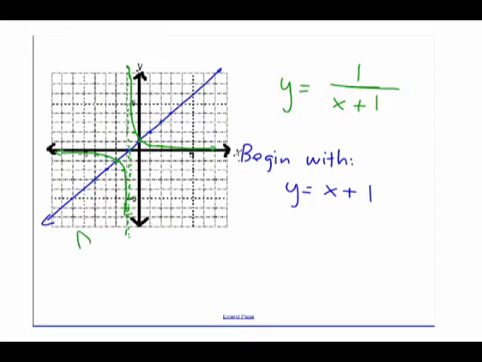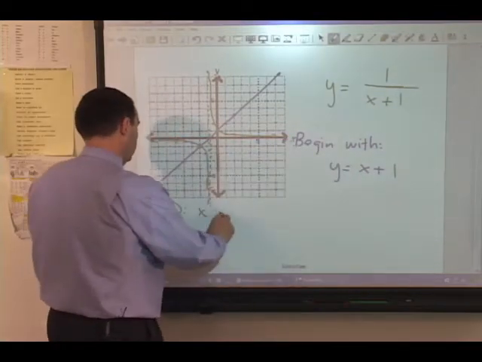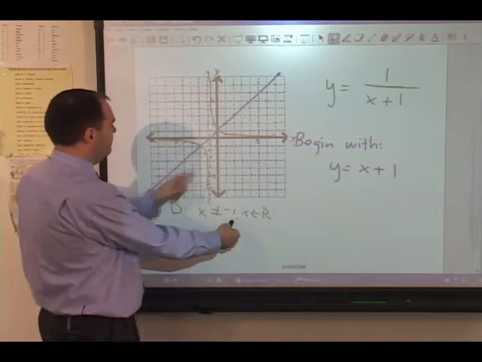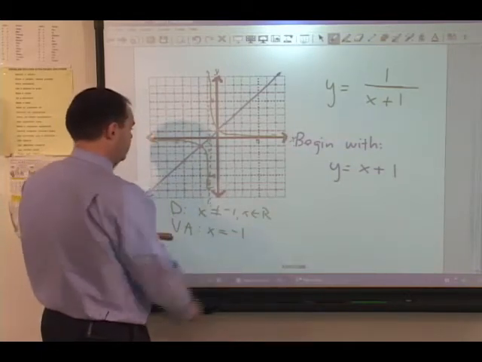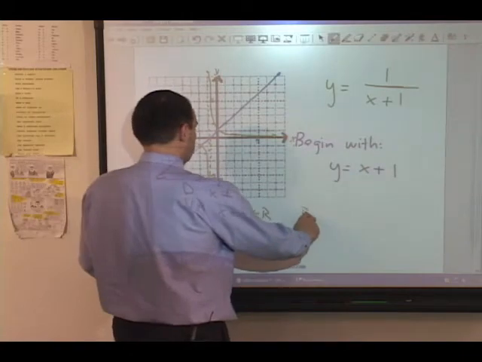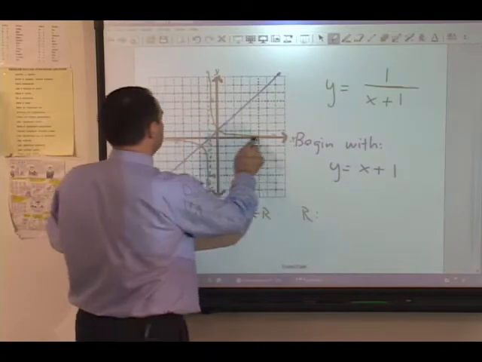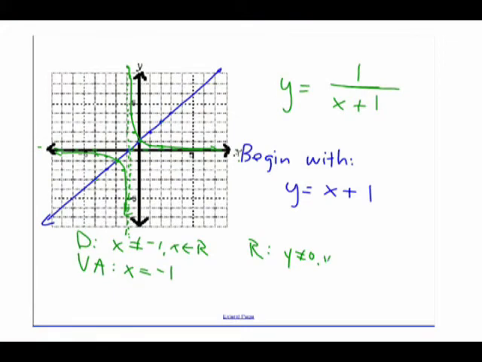So my domain of my original function, I can actually tell that from the equation. X can't be negative 1. Visually on the graph, what's the meaning of this missing domain point? It's a vertical asymptote. So the equation of the vertical asymptote is x equals negative 1. The range is every y value except 0. And what's going on at y equals 0? Well, that's the horizontal asymptote equation, y equals 0.